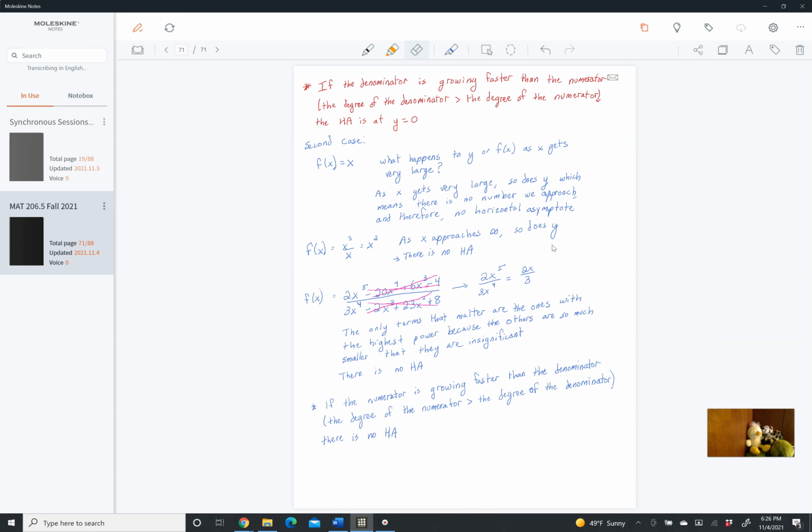Now we have one more case. So we're talking about the degree of the denominator being greater than the numerator, the degree of the numerator being greater than the degree of the denominator, and then of course we have the case where they're equal. They're growing at equal rates. And that's our third case.